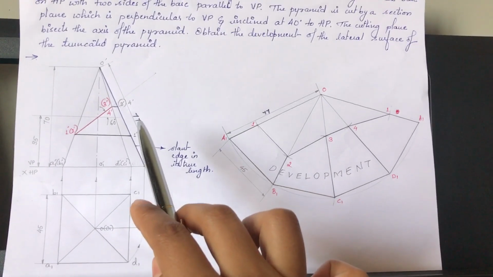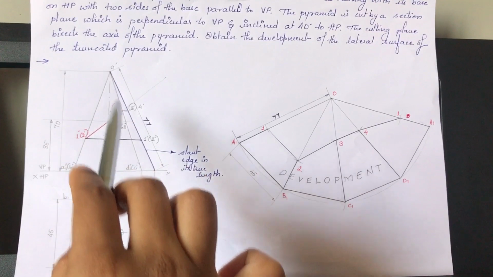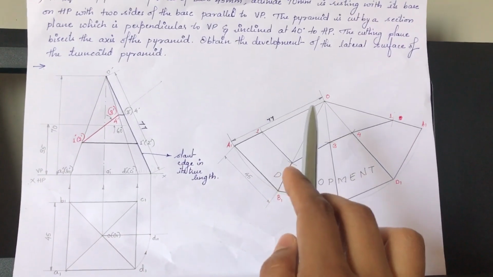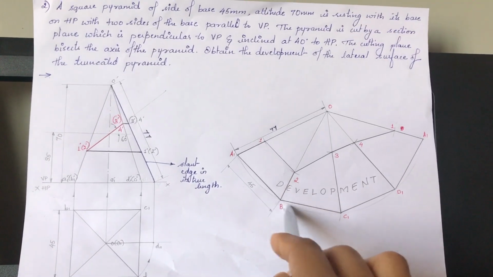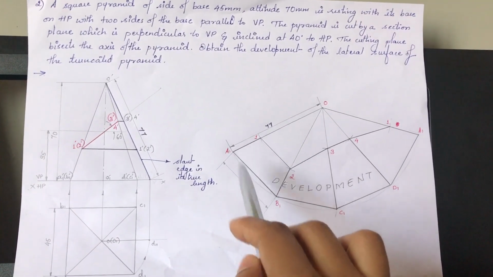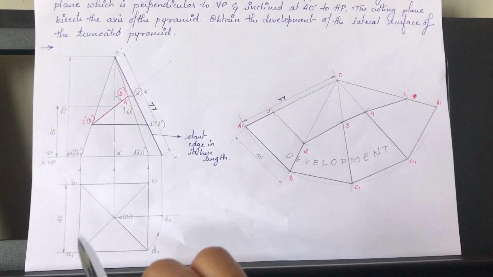So this is measuring 77 mm. With the help of a compass, by keeping the center here, you measure 77 mm, and by taking this apex here, you can mark 77 mm and take an arc with that 77 mm as the radius. Once you do that, then you measure what is the base edge.